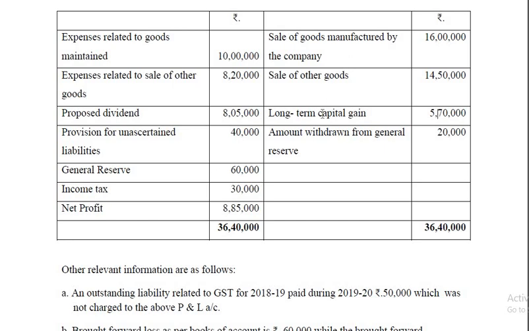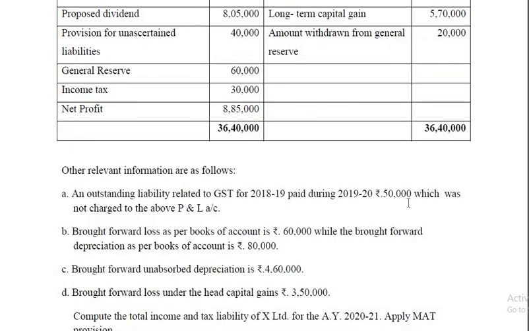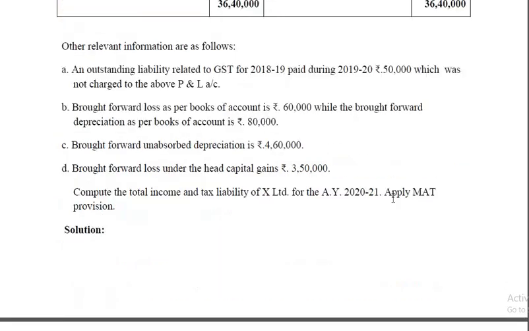Similarly, you have to deduct from the credit side the long-term capital gain. This is to be deducted because it is not relating to business income. Similarly, the amount withdrawn from general reserve should be deducted. Whereas sale of goods manufactured by the company and sale of other goods, the proceeds from these two are part of business income and are not to be deducted. Then again, this 50,000 is to be deducted. Okay, that's what you have to do.